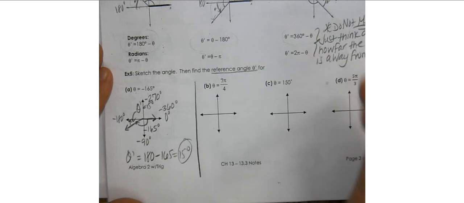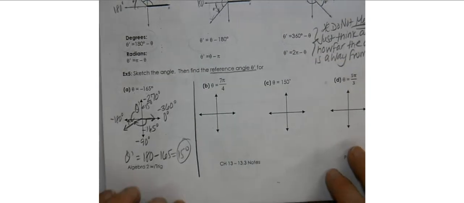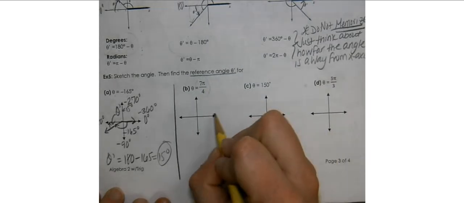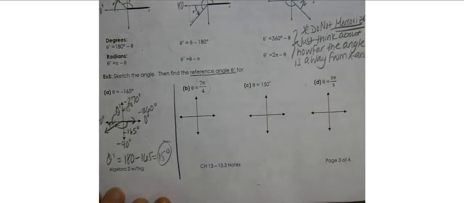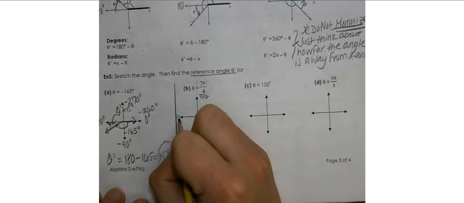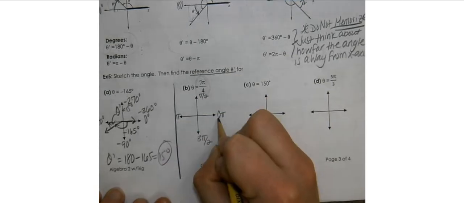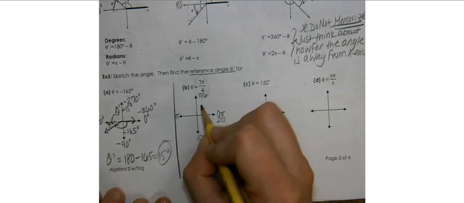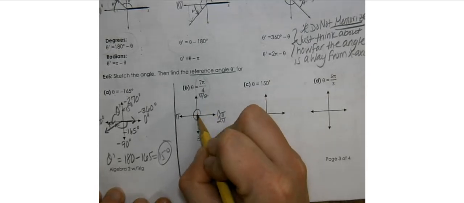Let's go ahead and look at letter B. For letter B, we have 7 pi over 4. So if I were to draw this angle, 7 pi over 4, so that's almost 8 pi over 4. These are one of our special ones that we need to know. So that's going to be located in quadrant 4. So I'm going to do 0 pi, pi over 2, pi, 3 pi over 2, and 2 pi. So this is almost 2 pi, and it's located at 7 pi over 4. So I'm going to go around, and that's about halfway.